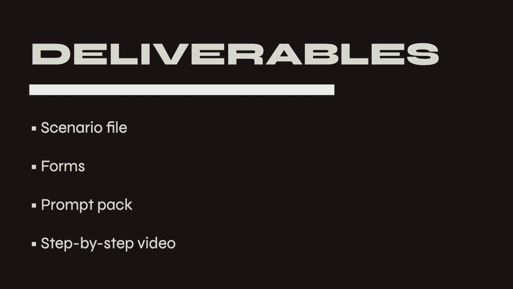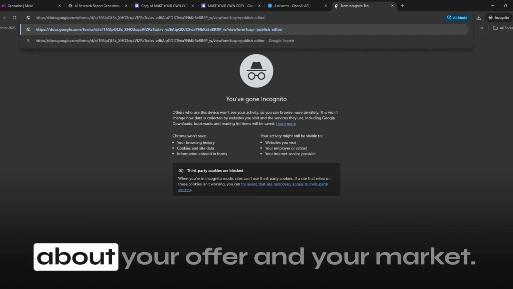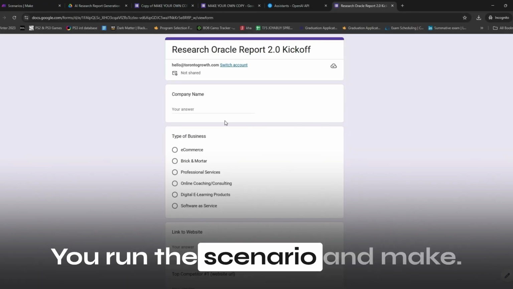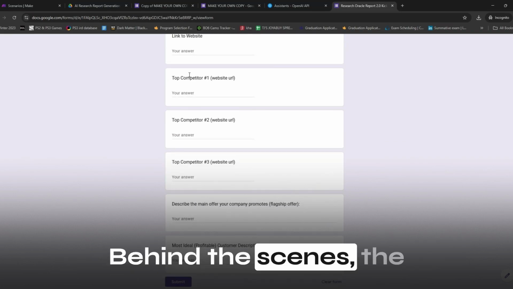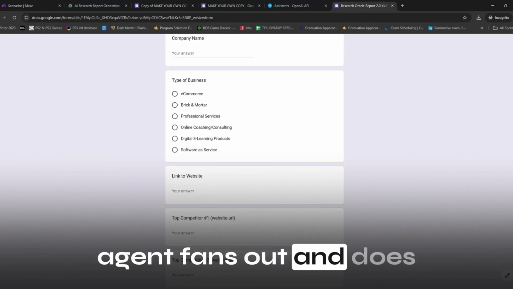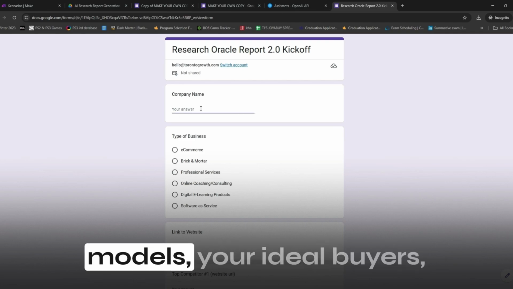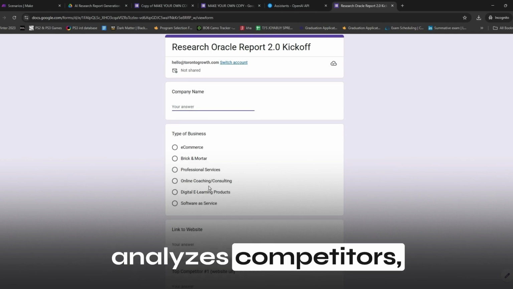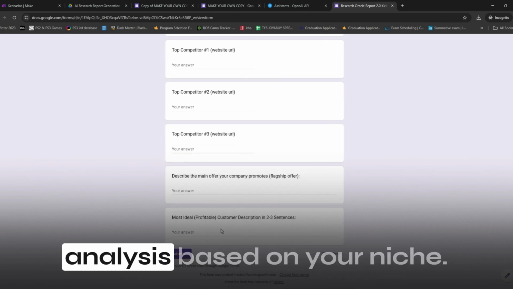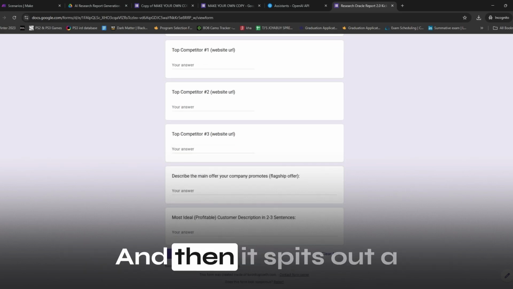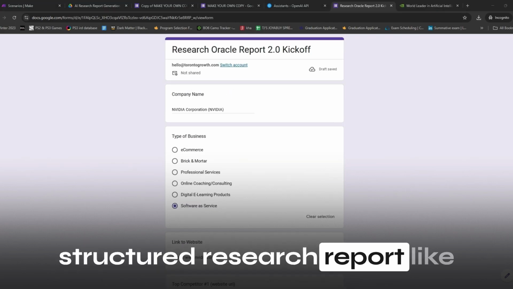Here's what the agent actually does. You fill out a short intake form about your offer and your market. You run the scenario in Make. Behind the scenes, the agent fans out and does the boring, complex work. It pulls in market signals, models your ideal buyers, analyzes competitors, and runs neuromarketing analysis based on your niche. And then it spits out a structured research report like this.